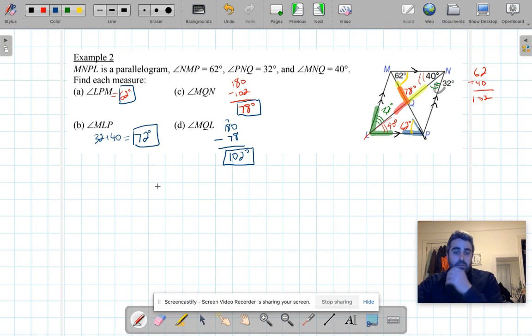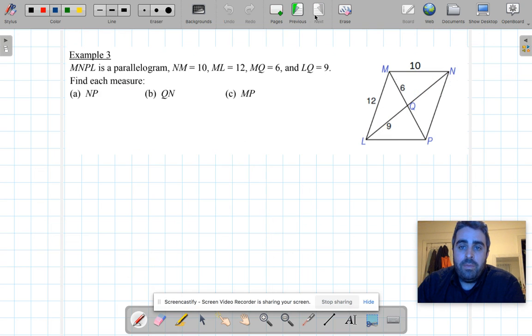And are there other ways to do this? Yes, absolutely. You could go about this using the triangle interior angles theorem the whole way around and find every angle and do it that way if you don't remember the alternate interior angles theorem. And that would also be perfectly fine. Let's look at one last example.